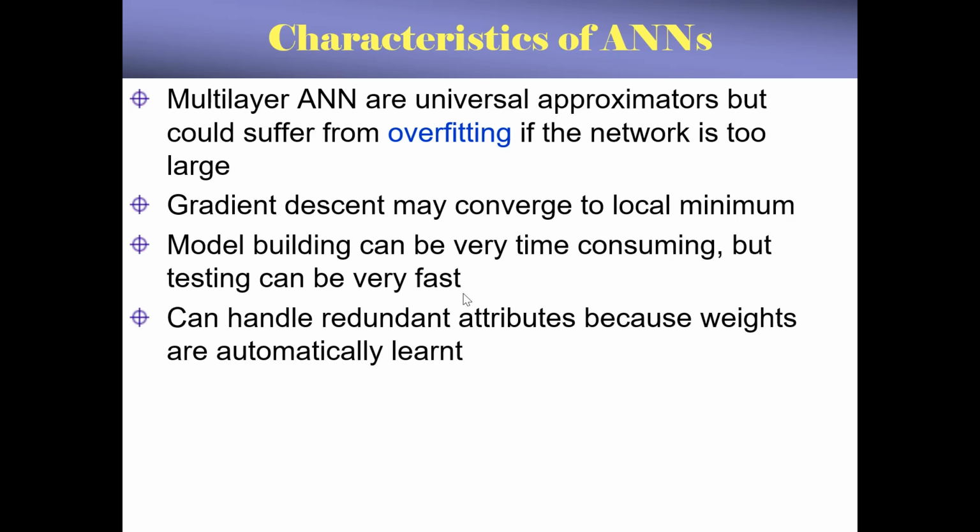The redundant attributes will not affect the overall output. But the network can also be sensitive to noise in the training data. So if you have many outliers in your training data, this is likely to affect the performance of your network, so that by the time you start testing, you may see that the output you get is not as good as expected. Okay, so these are things to be careful about.